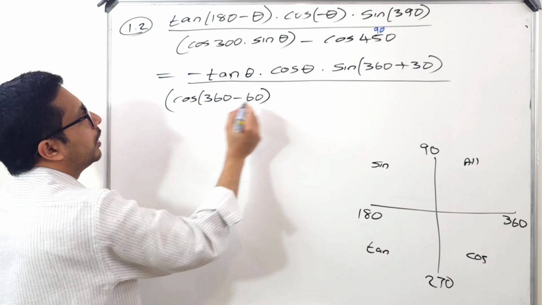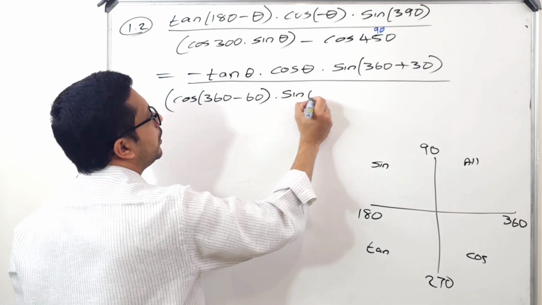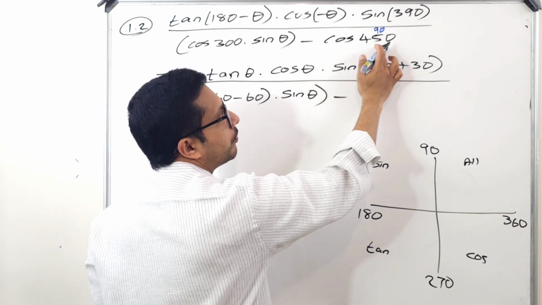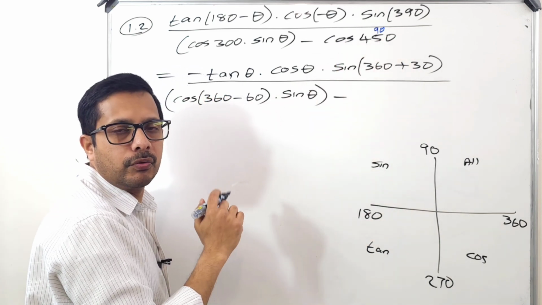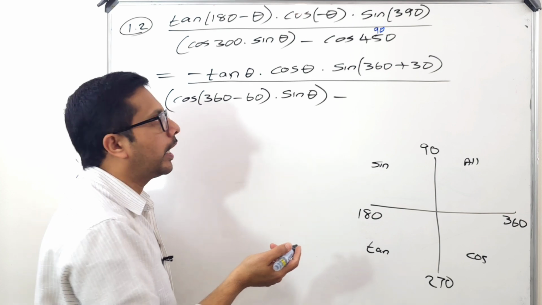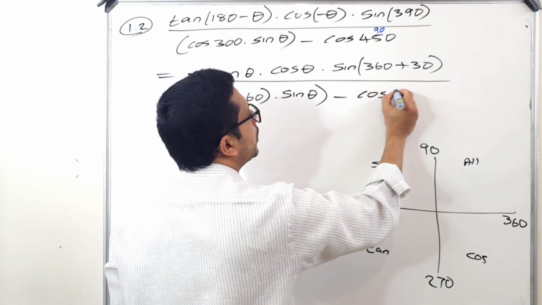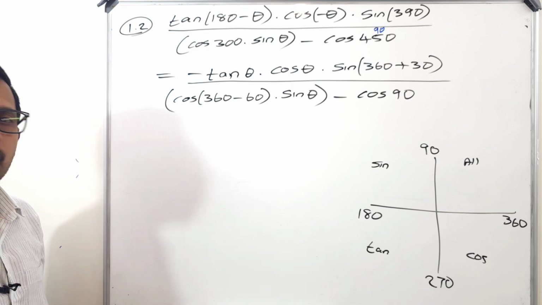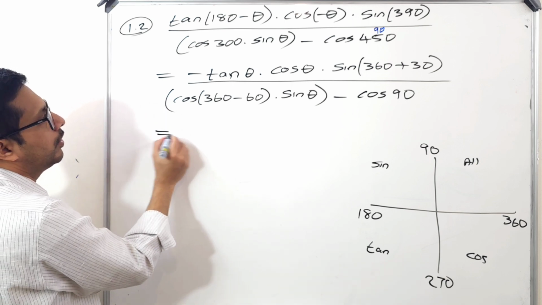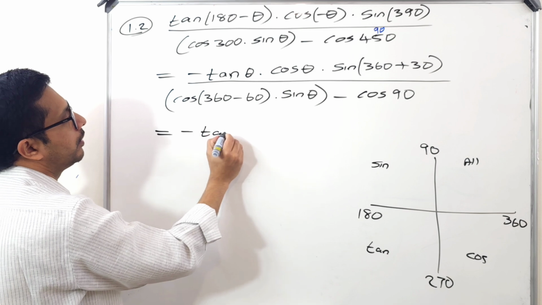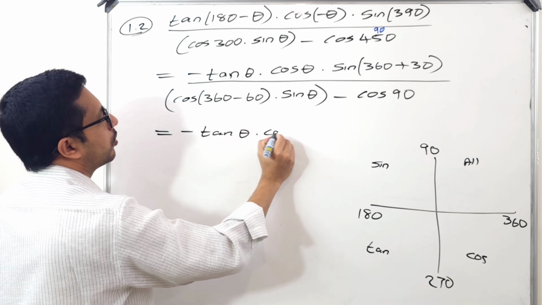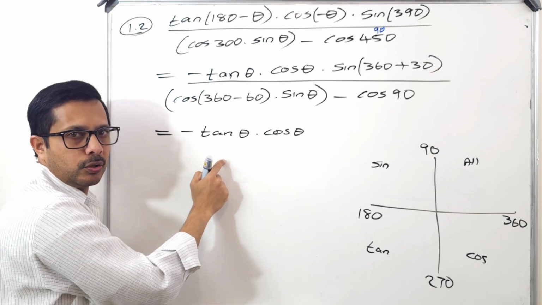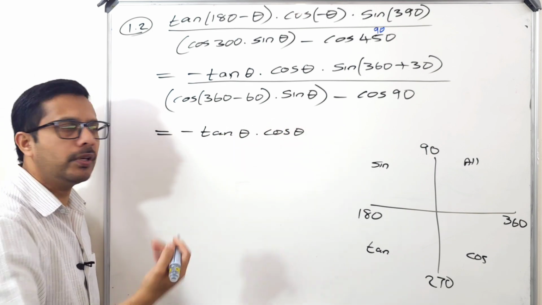Okay, times sine theta minus, so this one I told you 450 is the same as what? 450 minus 360, that is cos 90. Okay, minus cos 90. Now let's write one more step, then after that we can simplify. So this is minus tan theta times cos theta. I know what you are thinking now. This tan theta is sine theta by cos theta, then we can cancel. Am I right? Okay, we are going to do the same thing.